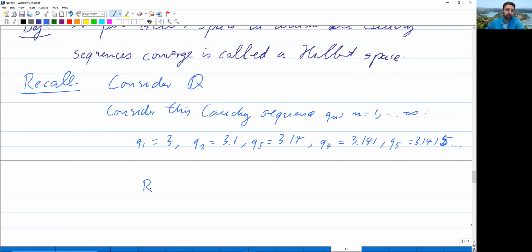So we introduced R as the completion of the rational numbers. Namely, for every Cauchy sequence, we introduce an element. And that's a real number. A real number is, by definition, a Cauchy sequence. In fact, an equivalence class of Cauchy sequences.